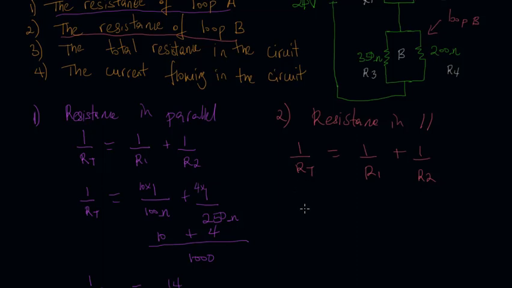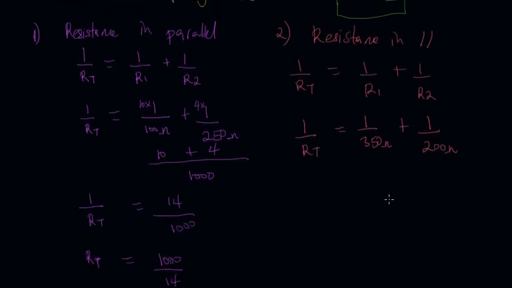So we continue by writing 1 upon RT is equal to, in this case, R1 is 350 ohms. So we have 1 upon 350 ohms plus 1 upon 200 ohms. And just like we did in part 1, we find our LCM. In this case, our LCM is 1400.